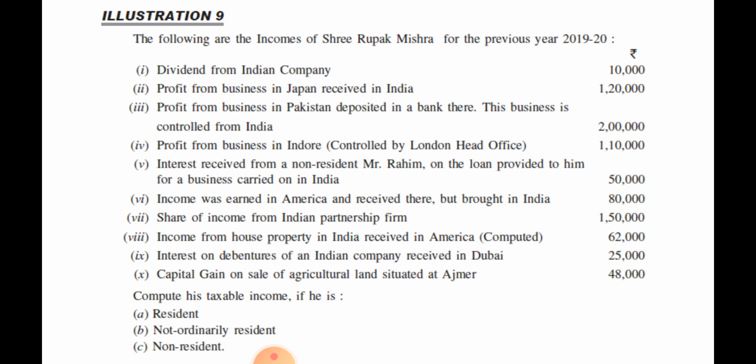Second point, profit from business in Japan received in India. Profit from business in Japan received in India. You can divide this income into two parts. Profit from business in Japan simply means it is a foreign income. Received in India means it is an Indian income. So how will you decide whether it is to be taxable or not?